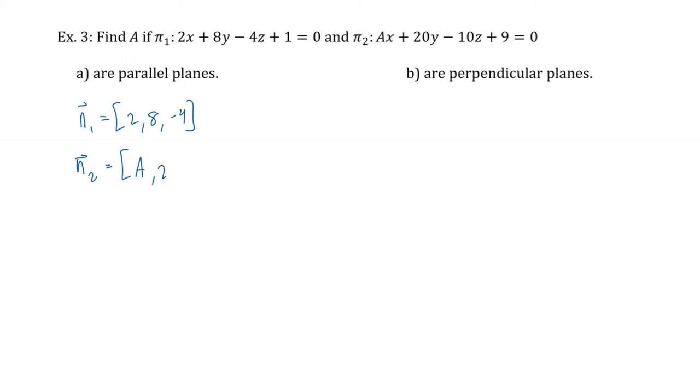A, 20, and negative 10. So for them to be parallel, their normals have to be a scalar multiple of each other. And take a look. 8 is negative 2 times negative 4, and 20 is negative 2 times negative 10. So the y and the z components are already scalar multiples of each other. If that wasn't the case, this wouldn't work, okay?